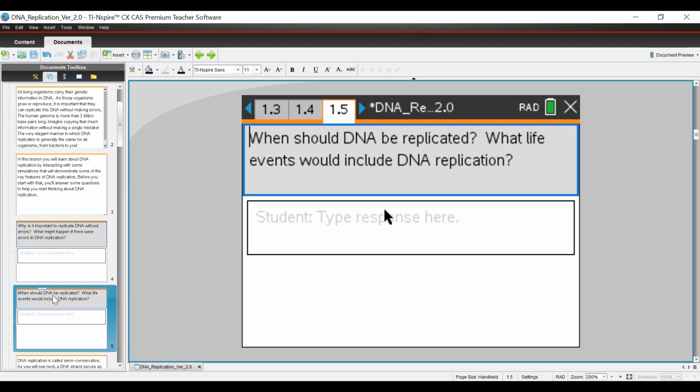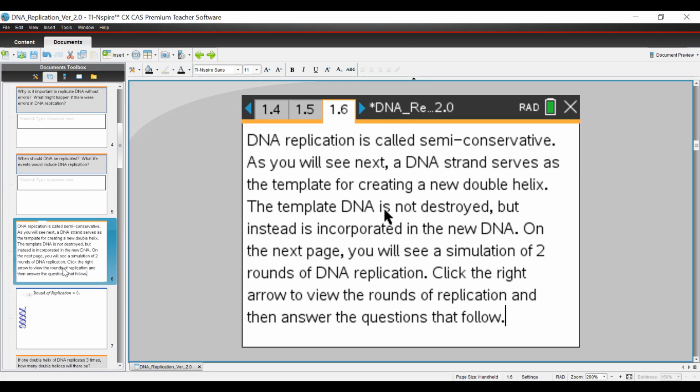To make the cells useful for the rest of your body. So those are some pretty big ones. And page 1.6, DNA replication is called semi-conservative. We talked about this in the DNA structure video, and I think this very simple simulation illustrates it.